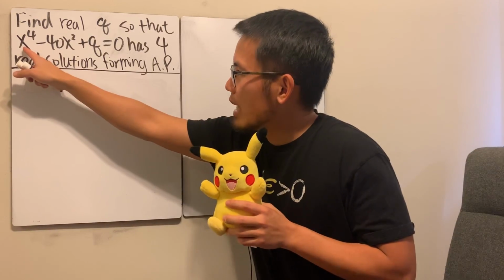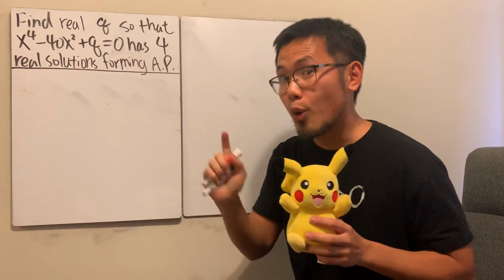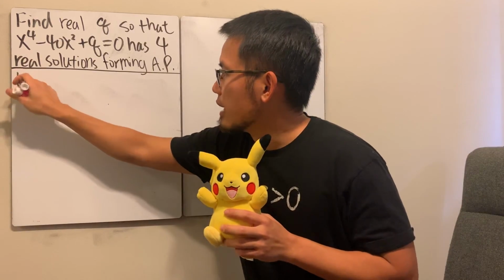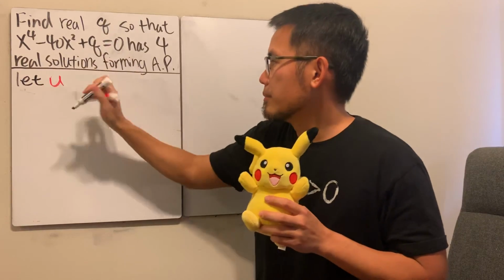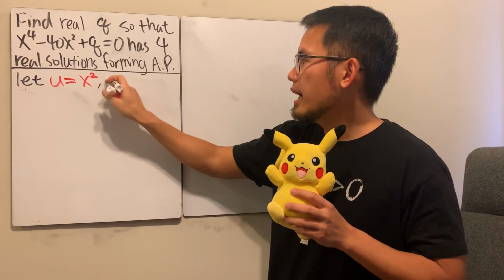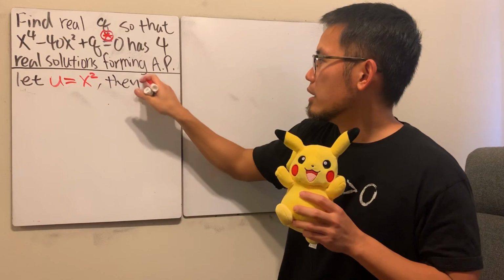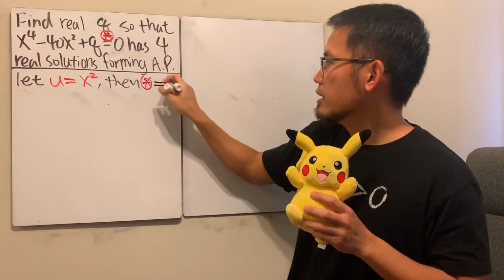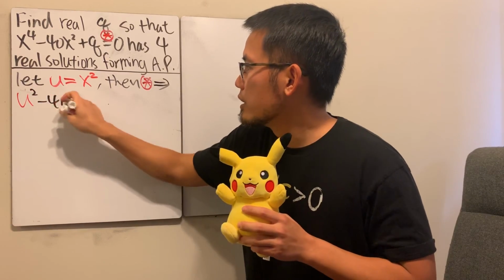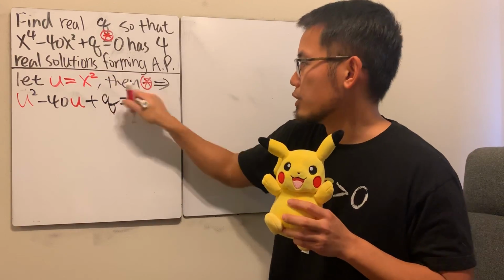First, we notice that this quartic only has 3 terms, and we can actually change this into a quadratic after a substitution. So let's go ahead and do that. Let u be x squared. I will call the original equation star. Then our original equation will be equal to u squared minus 40u plus q equals 0.